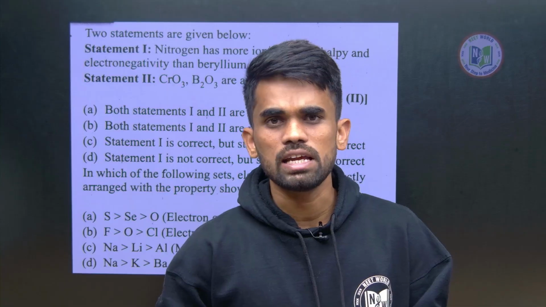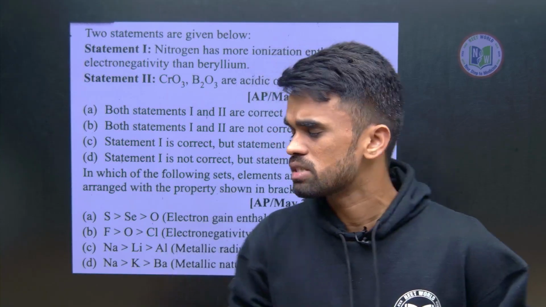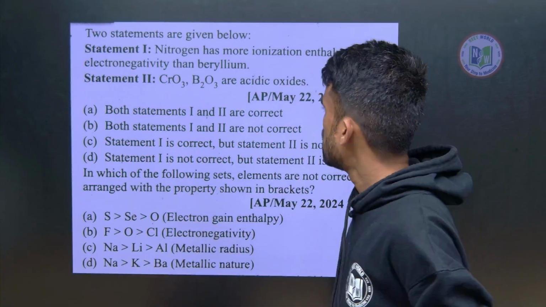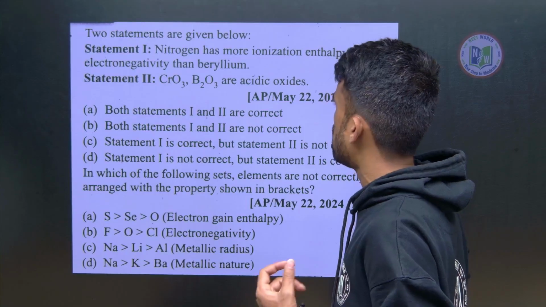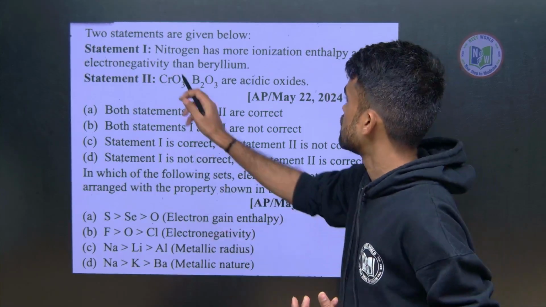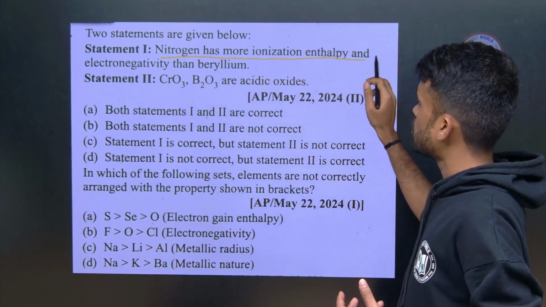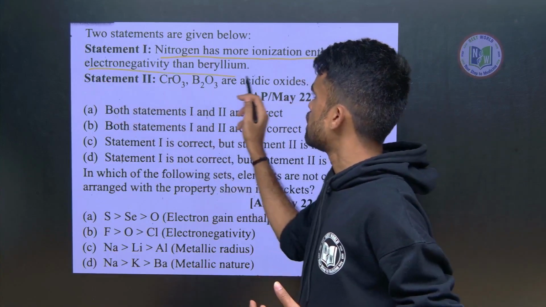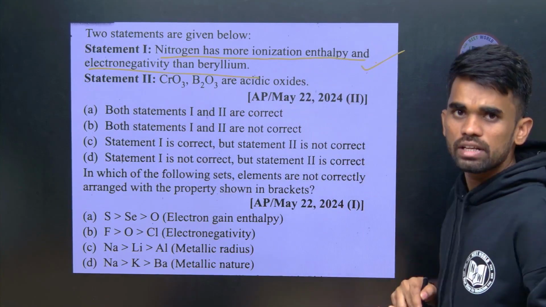So these are the things you need to focus on: electronegativity. And the next one is oxides. Oxides also you need to focus on, which is an acidic oxide, which is a basic oxide, like that. See, nitrogen has more ionization enthalpy and electronegativity than beryllium. Yes, this statement is correct.